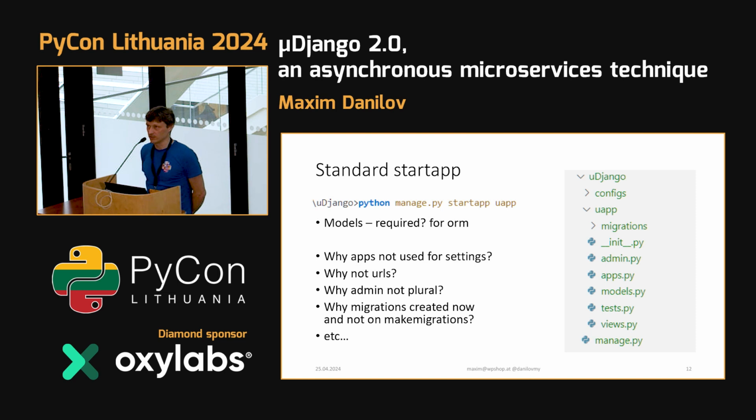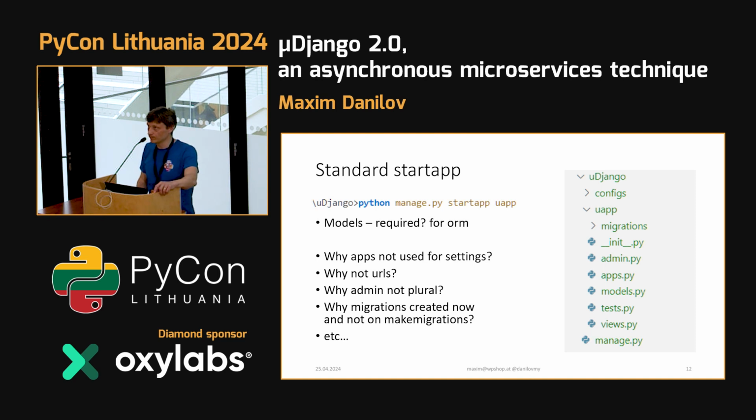Because okay, models are probably required for the ORM, but apps, for example, is a very important file for Django, but nobody uses it, the app config. Why, for example, is the admin file not plural? The other files are plural, admin is not plural, I don't know. Why is migration created right now and not before the first make migration? Many questions. I don't have any answers.